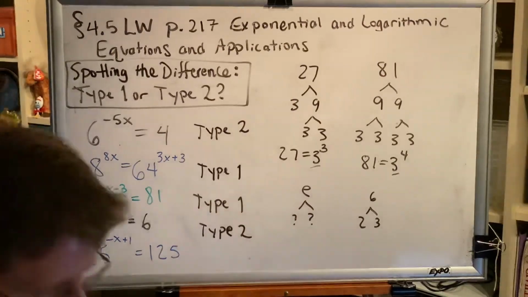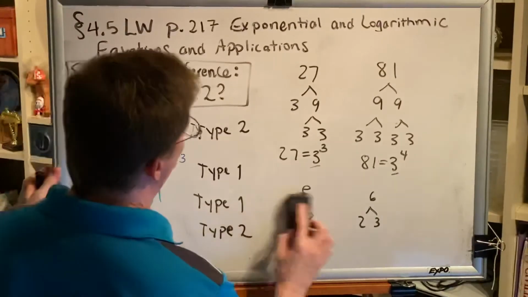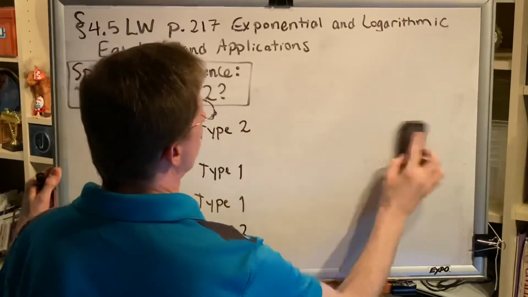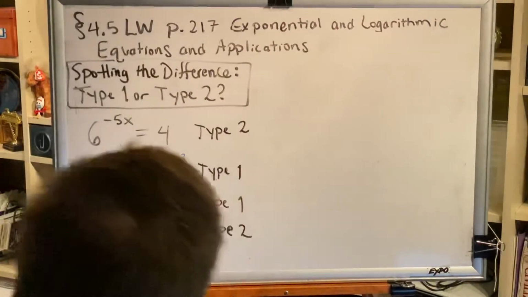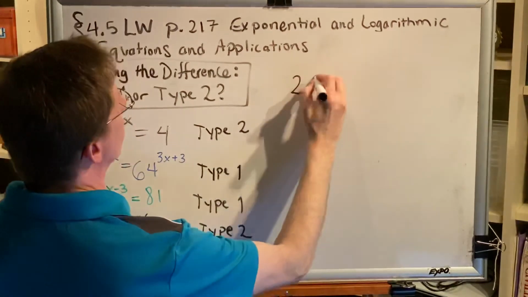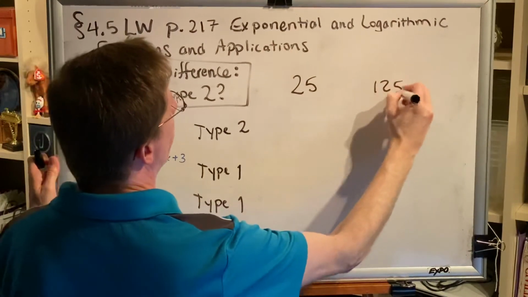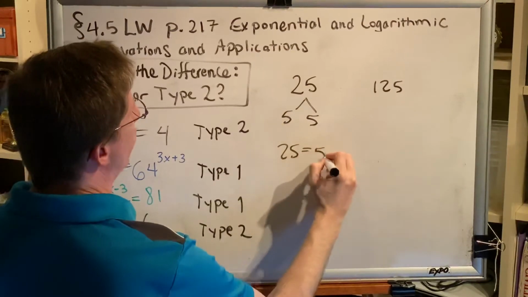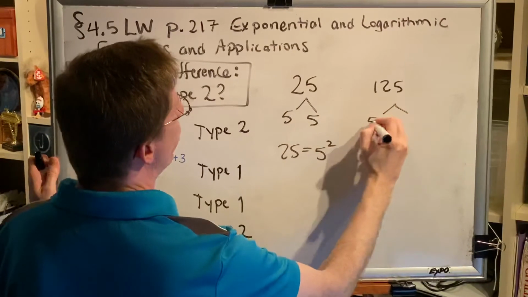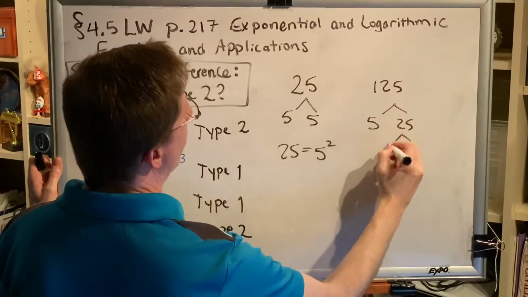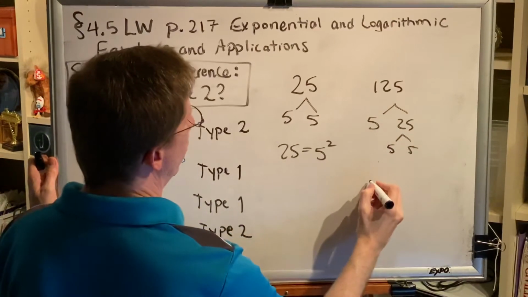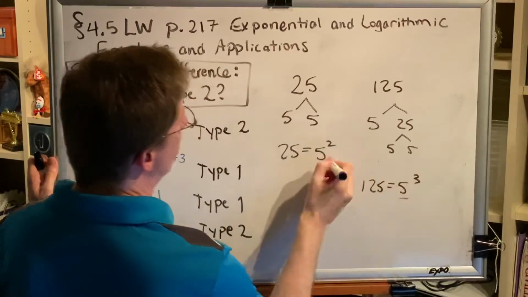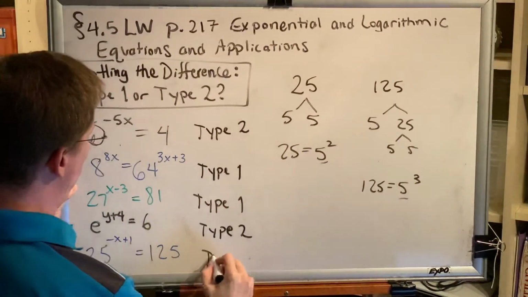All right, and then the final one, we've got a 25 and a 125. Can you guess which type this is? All right, if you guessed, let's see if you're right. 25 is 5 times 5, so 25 equals 5 to the power 2. 125 is 5 times 25, and that 25 breaks down further. So 125 is 5 to the power 3. Same base, therefore this is a type 1 problem.